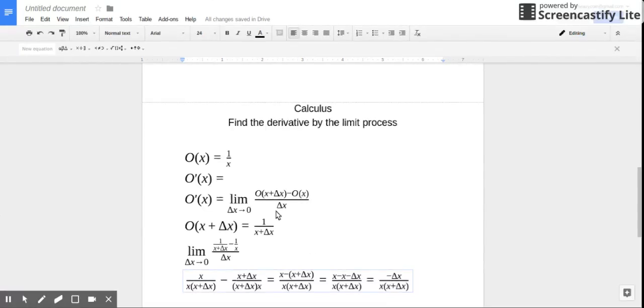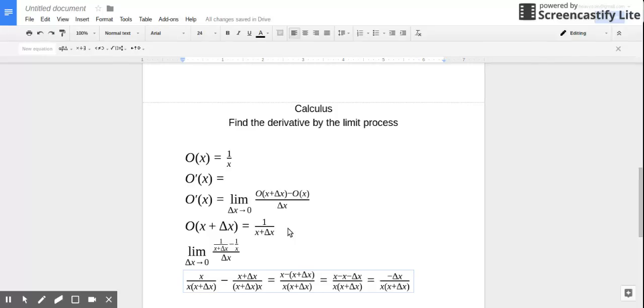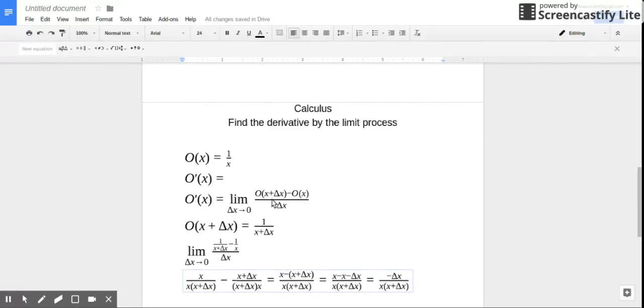What is that? Forgot what the heck I was doing here for a second. So this is what goes in up here. Okay, that's what goes in up in the numerator.